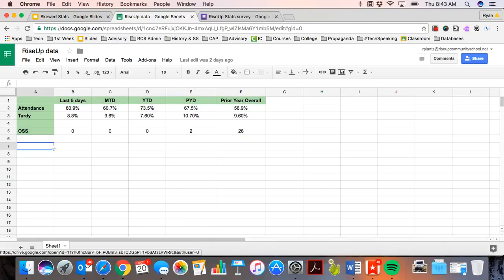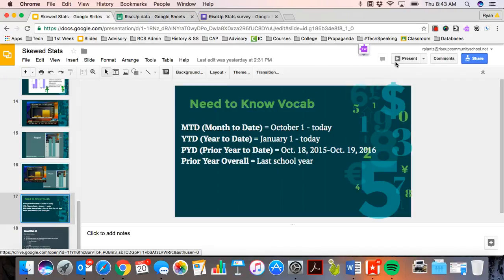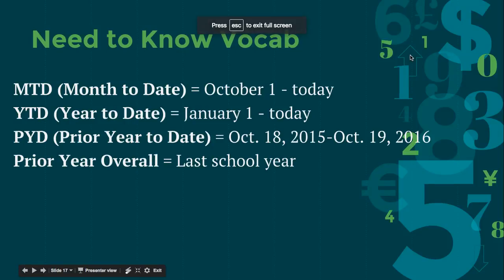And then another option for you to use is this data. This is real data from our school as of Tuesday, and it's going to be printed on a green sheet of paper for you. These headings along the top are a little confusing, so I made a slide to explain what they mean. If you want to pause on this slide and read through what this means. Month to date is just starting at the first of the month. So for us, it'd be October to today.